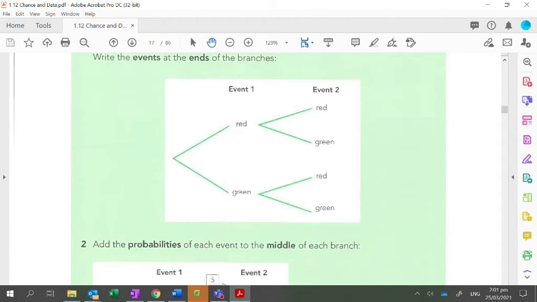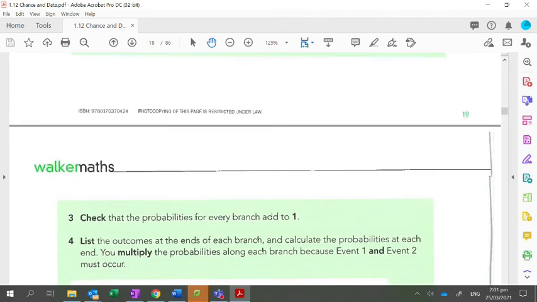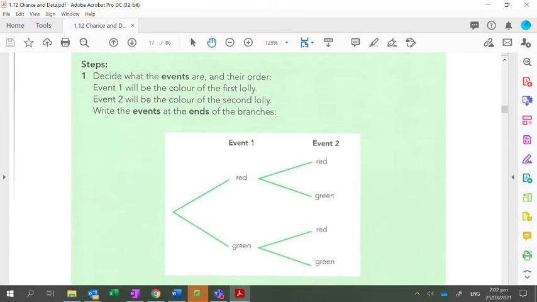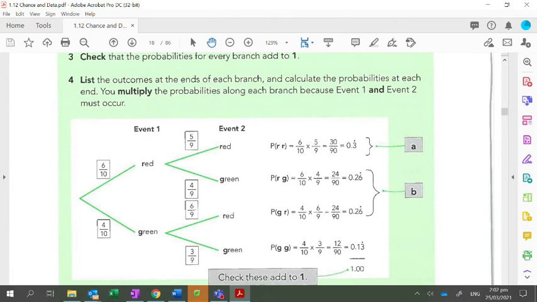Okay, so we got our probabilities for each branch. Right? Here we go. And they didn't bother to reduce the fractions, but it doesn't matter. Remember, each set of branches has to add to 1. Right. So they're just drawing it. Check to make sure that the probabilities for every branch add to 1. So they're just calling that a branch. I think it's a set of branches because there's more than one. List the outcomes at the ends of each branch.